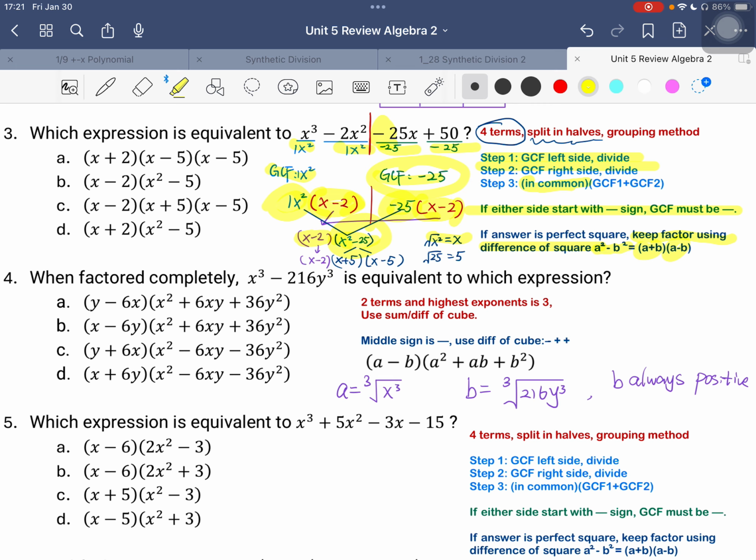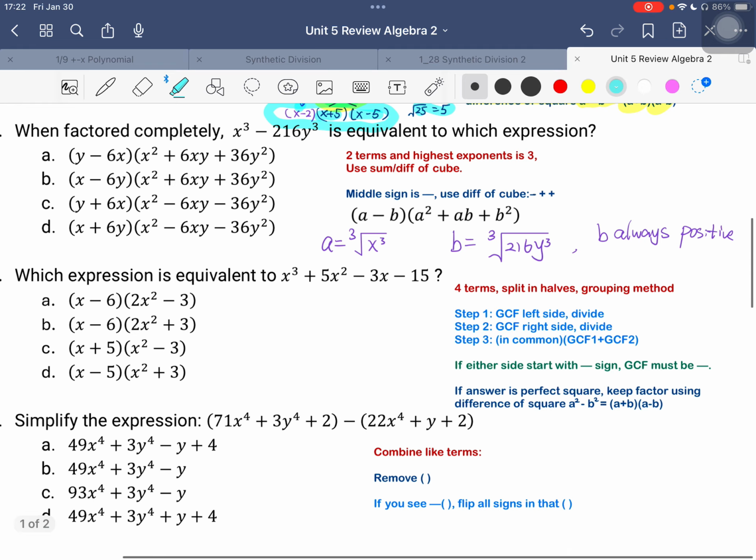So we're taking the square root of x squared and then the square root of 25. Now I can separate x squared minus 25 into x plus 5, x minus 5, and also bring down the x minus 2. So this is your final answer.